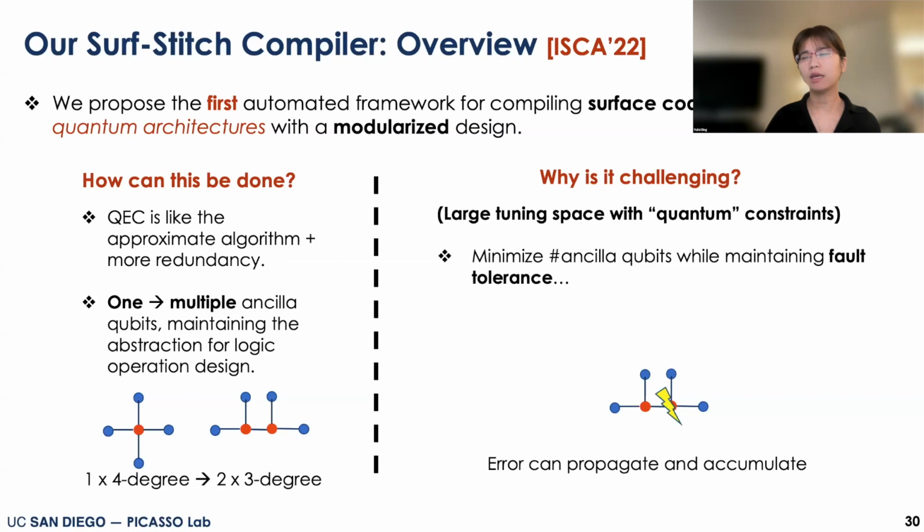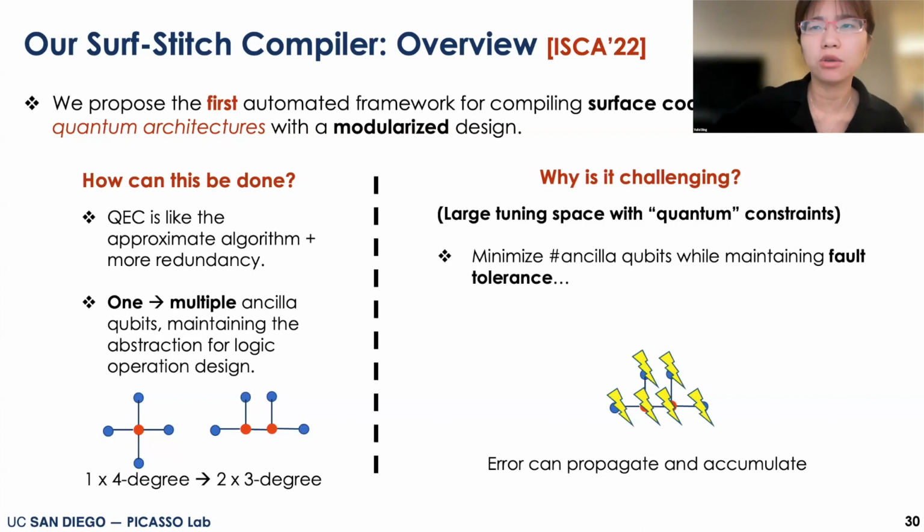Especially, errors can propagate and accumulate across different iterations. For example, here the error first propagates to another ancilla qubit and finally propagates to all data qubits. That is something we really want to avoid. Otherwise, the error protection power can be much lowered. So these are all the things we need to consider when we design the surface code or relax the surface code to different sparse architectures.